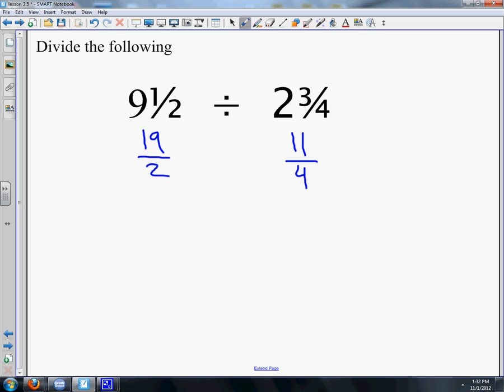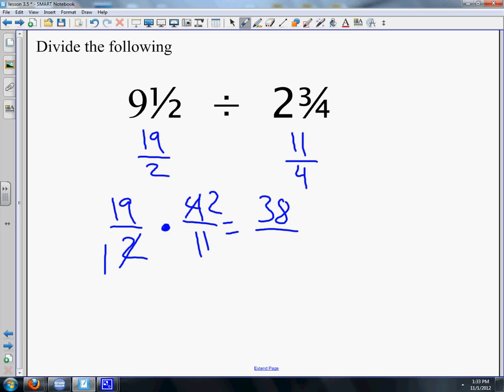Now let's follow the 4 easy steps. Keep the first number the same, 19 over 2. Division to multiplication, and then flip the last number. Cross, reduce, and multiply. 19 times 2 equals 38. 11 times 1 is 11. So there is our improper fraction answer.